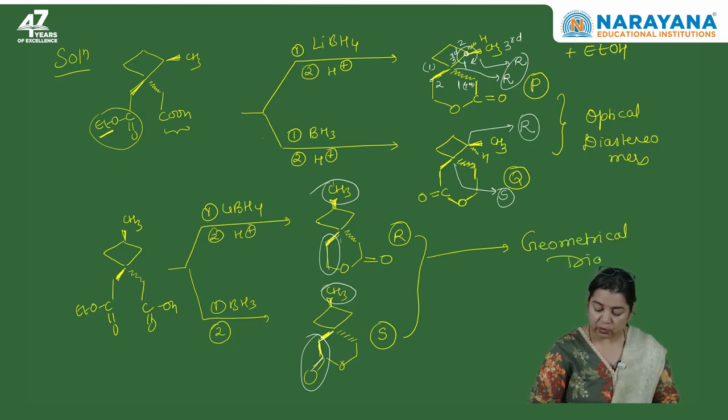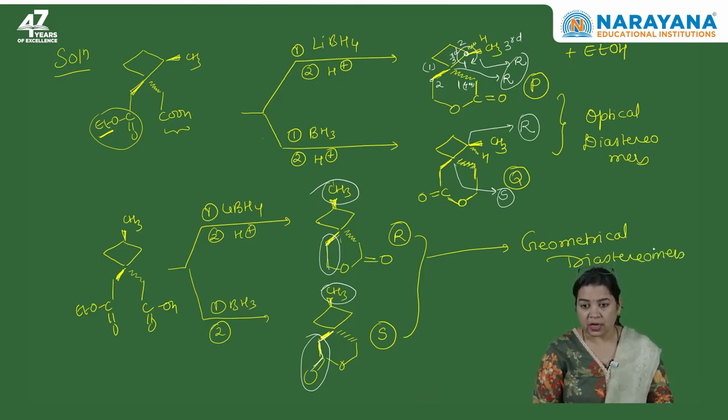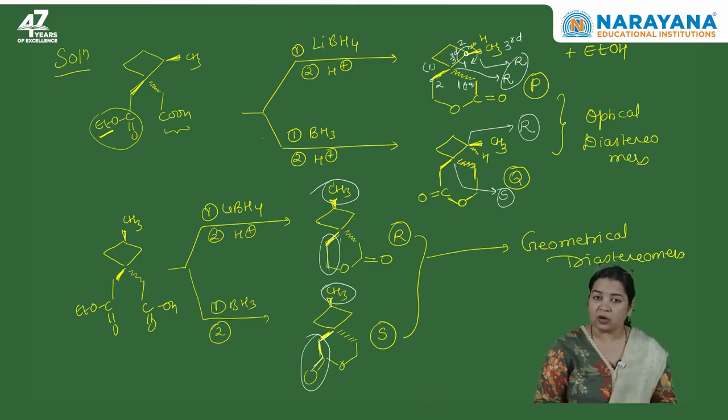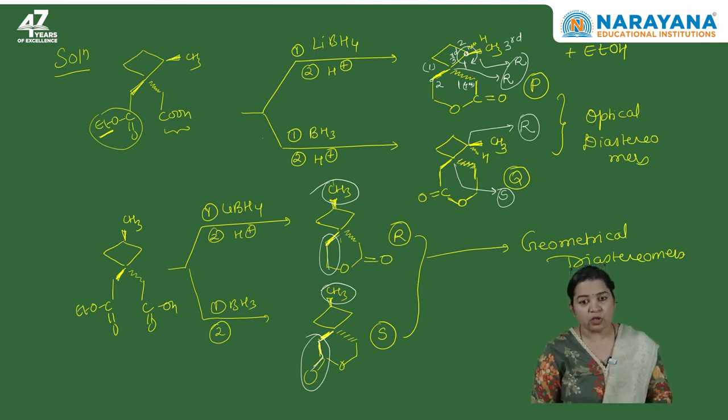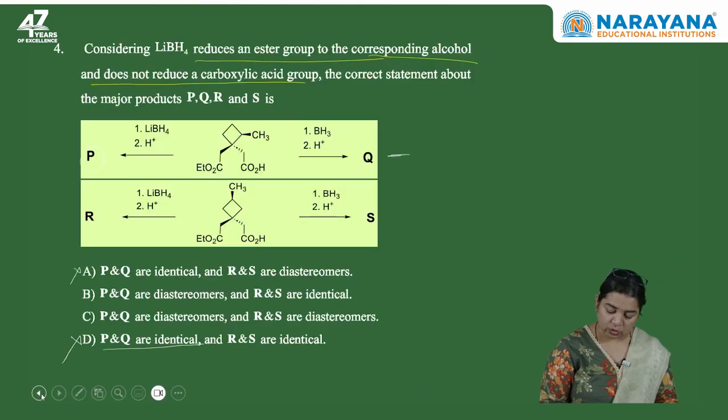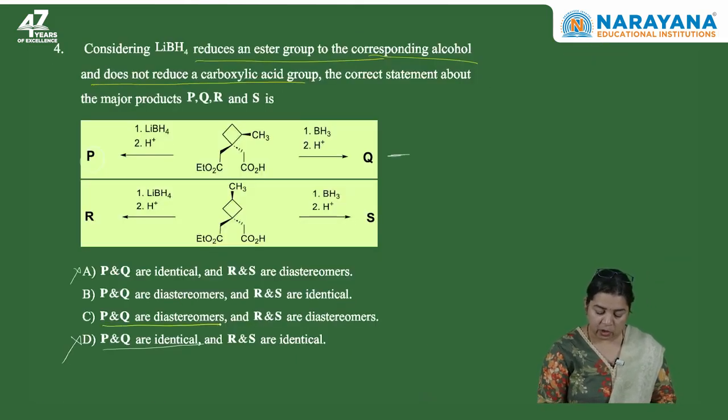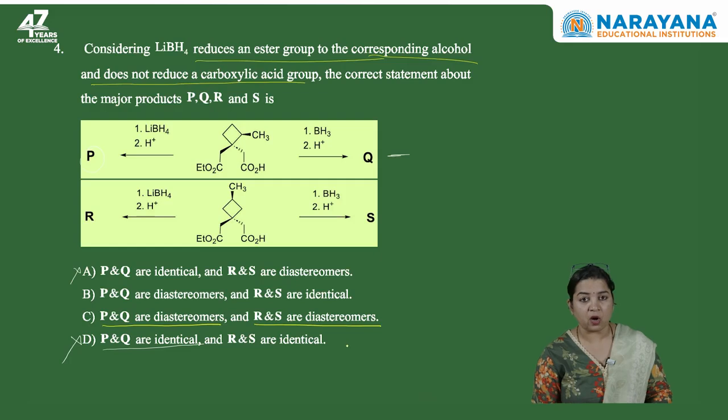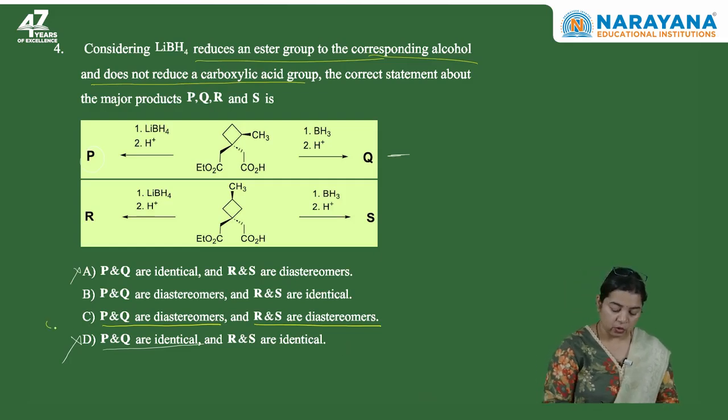Geometrical diastereomers. I hope you already know the definition of diastereomers. Diastereomers are such stereoisomers, whether optical or geometrical, which are not mirror images of each other. So any two stereoisomers which are not mirror images of each other are called diastereomers, be it optical or geometrical. Coming back to the options, we decided PQ are diastereomers and RS are also diastereomers. So let us select the correct choice. Answer is C.